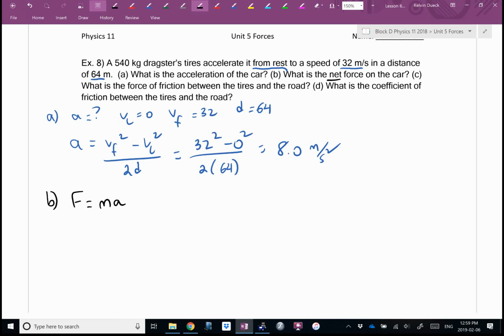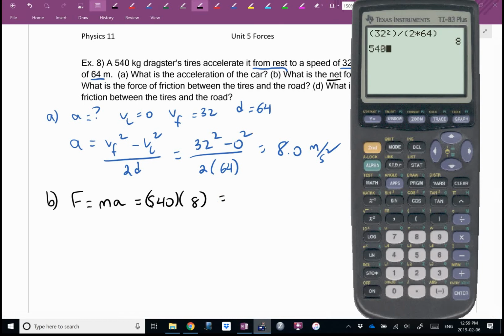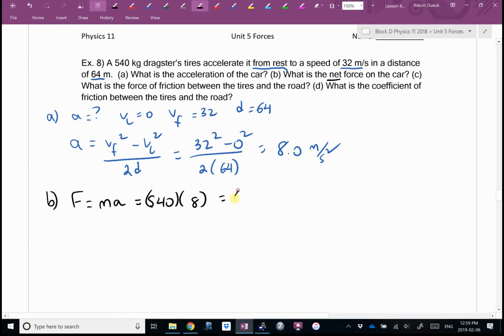It's going to be 540 times 8. Oh, for Pete's sakes, do that one in your head. 500 times 8 is going to be 4,000. 40 times 8 is going to be 100. 5,160? No? Am I wrong? Am I way off? 4,320. Why did I get a 5 out of there? Wow. And that's a force in newtons. Is that right? Okay. Cool.